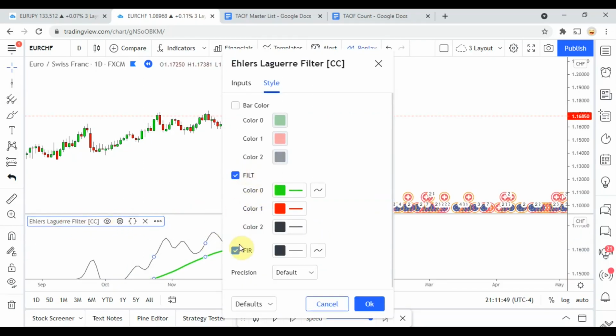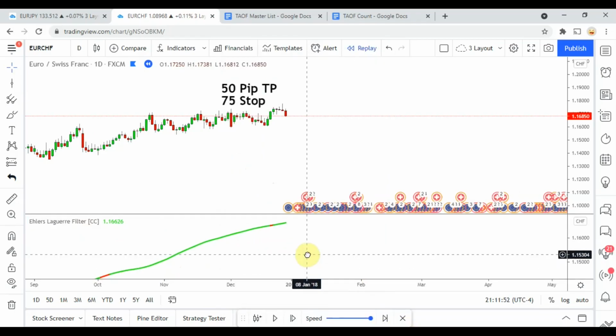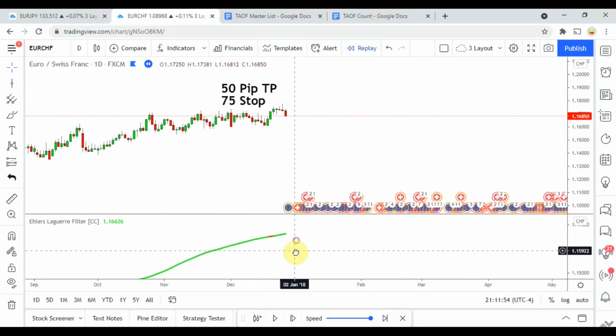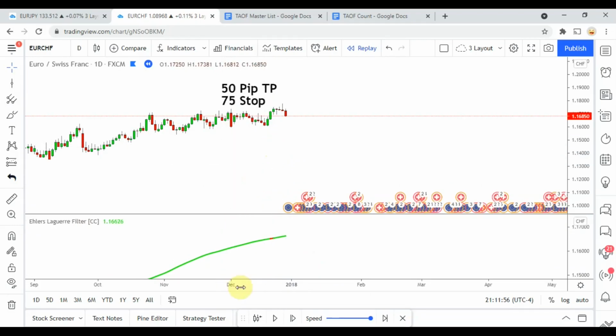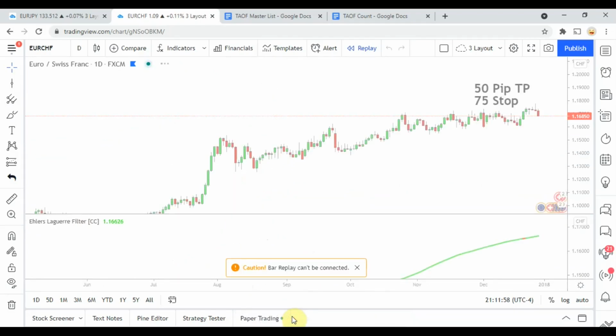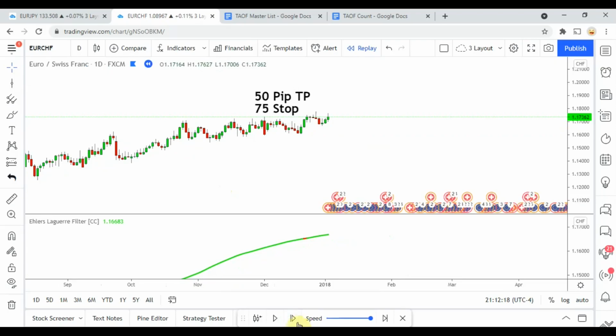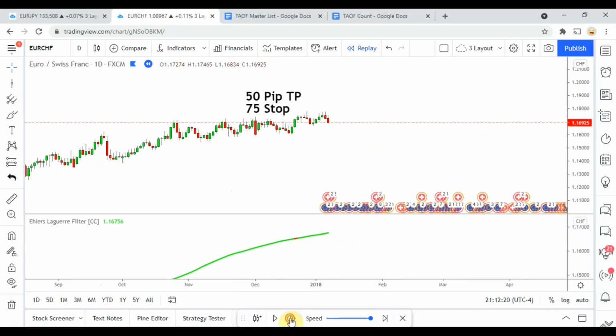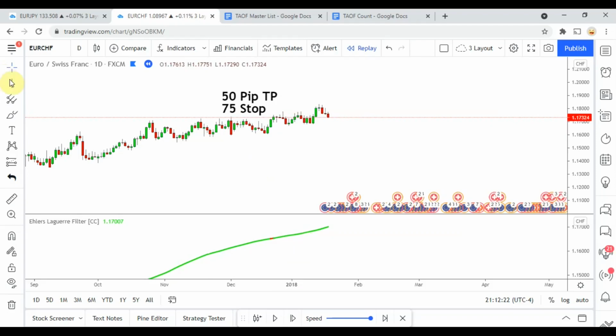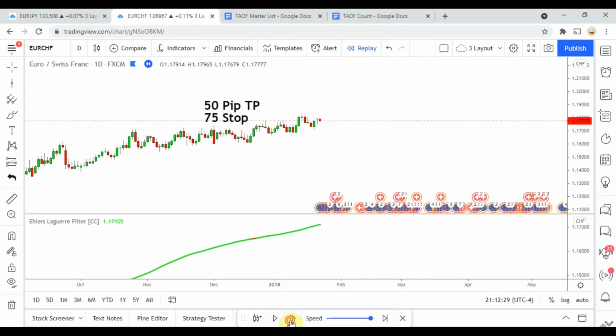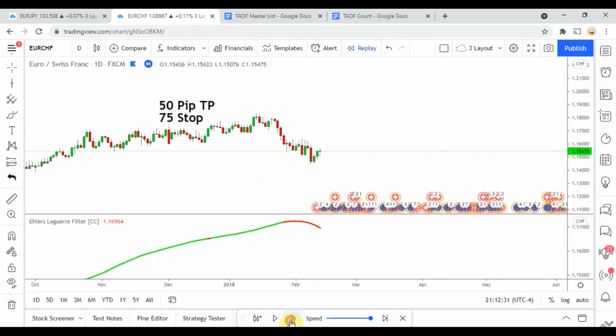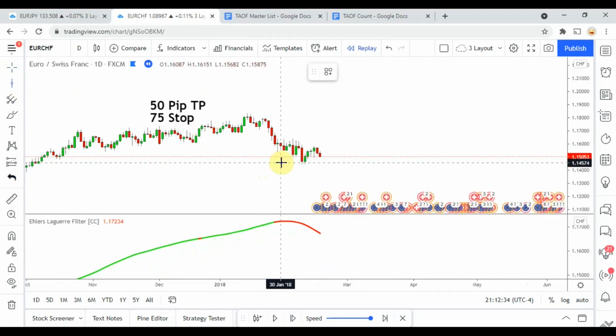And really, we don't even need the black kind of signal line. We just need this main line here. When it goes green, we're going to go long. When it goes red, we're going to go short. Had a little bit of a glitch on the bar replay there for a moment, but it seems to be back in working order. Let's see, did we pick up? Nope, we did not. So just continue on with it here. Looks like we pick up our first signal over here on this side, right? Let's see.